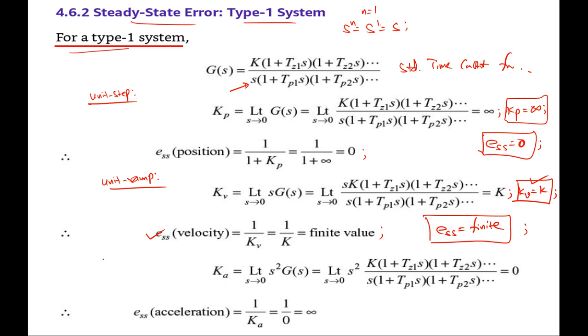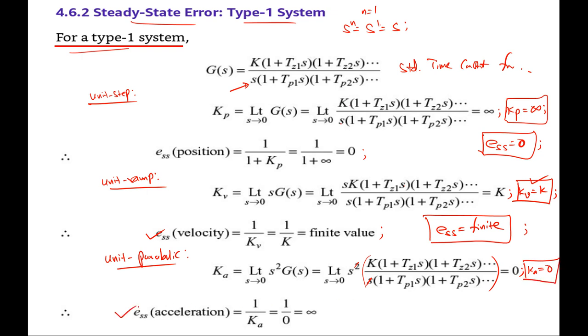Okay, next, whenever the input is unit parabolic, the acceleration error constant Ka is equal to limit s tending to 0 of s square into G of s. So limit s square, and this entire term is G of s. Okay, s will get cancelled. So yes, s is 0. So 0 into this. So I am getting the acceleration error constant Ka is 0.